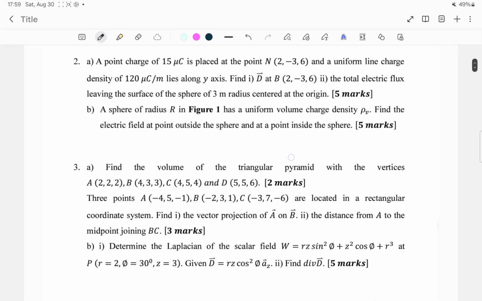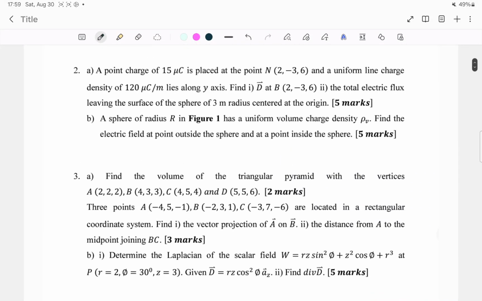So the second question: we have a point charge of 15 microcoulombs placed at the point (0, 0, -36), and a uniform line charge density of 120 microcoulombs per meter lies along the y-axis. Find (i) the electric flux density at point B, where the coordinates are (2, -3, 6).